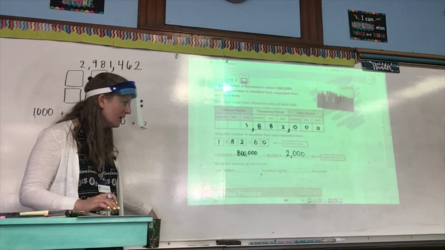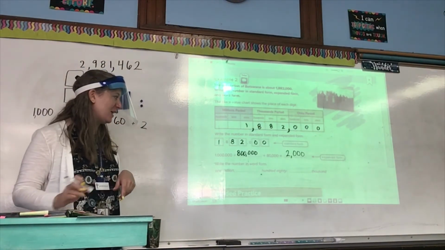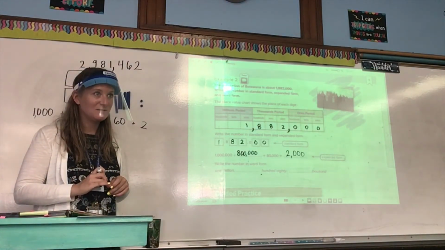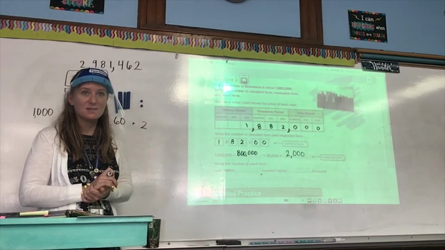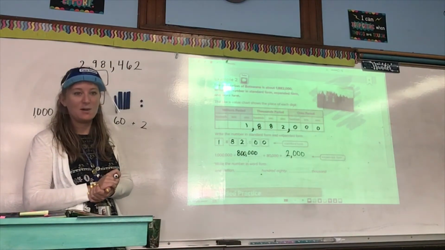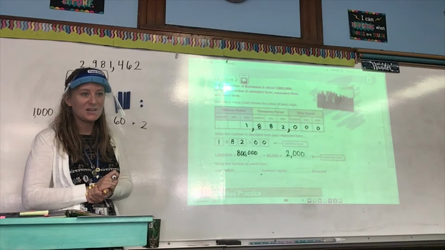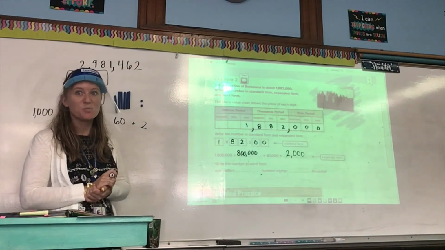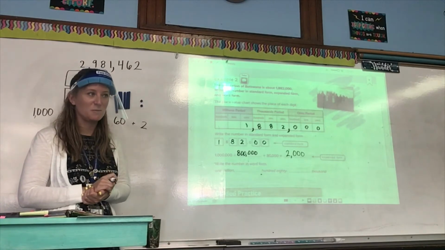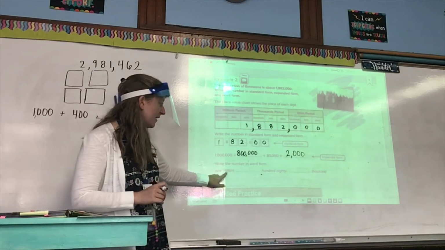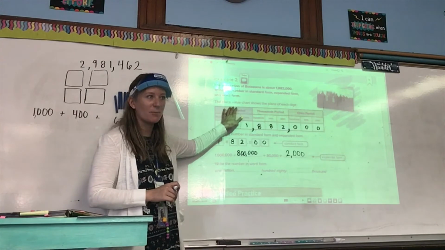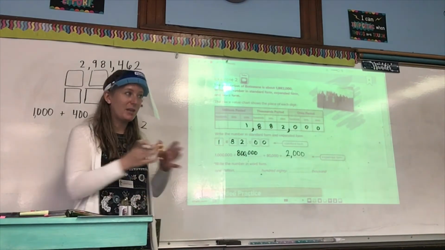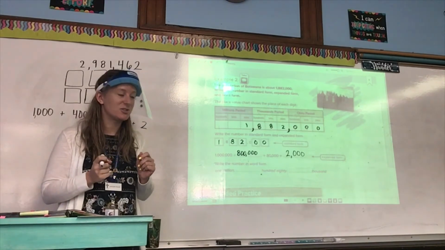Good. Now last, we're going to write it in word form. Spelling counts. So that means, what might you want to have out with you and take home with you? Michaela? Your speller's dictionary. All these words should be in there. All the names of the periods and the places are right here in your book. But if you need help spelling a number, make sure that you use that speller's dictionary.